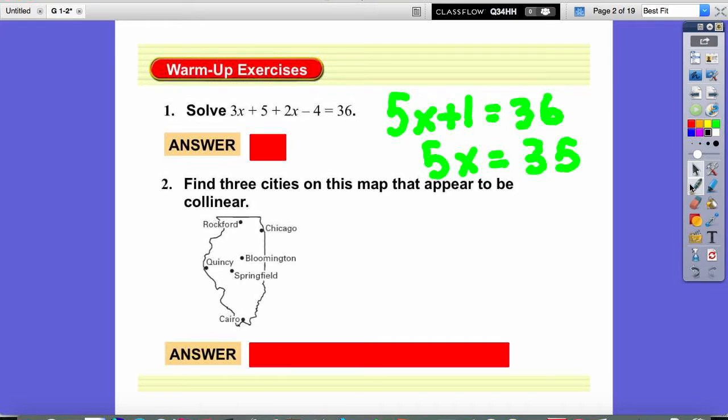Now we want you to find 3 cities on this map that appear to be collinear. So if you look at this, it looks like I could draw a straight line between Chicago, Bloomington, and Springfield.